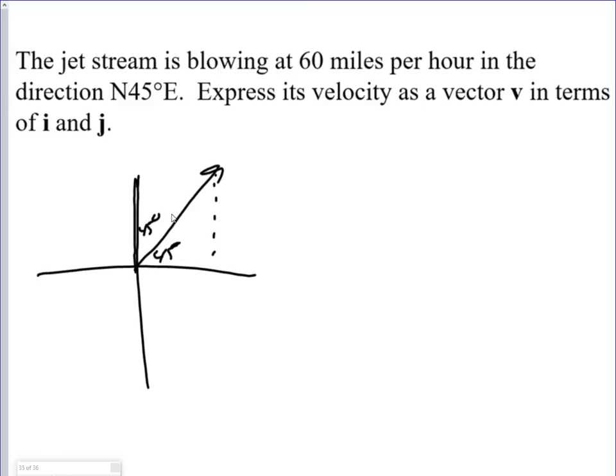60. Per hour. It says it's blowing at 60 miles per hour. And then do it in terms of i and j. Is this supposed to be like a unit vector? No, we're just writing them now in terms of sines and cosines, right?